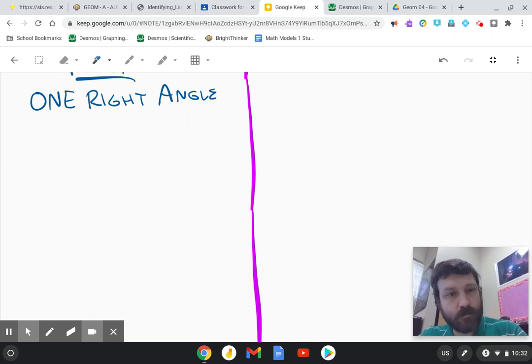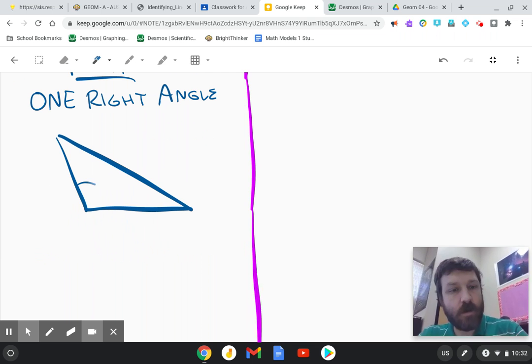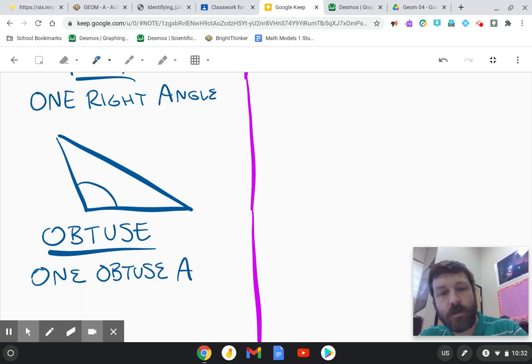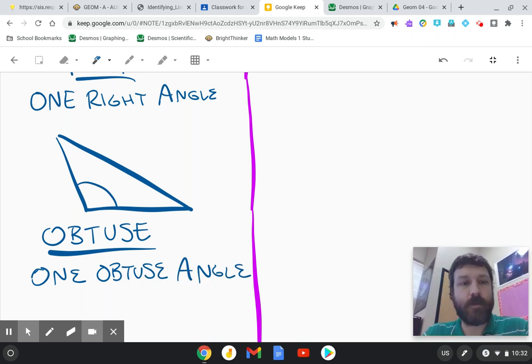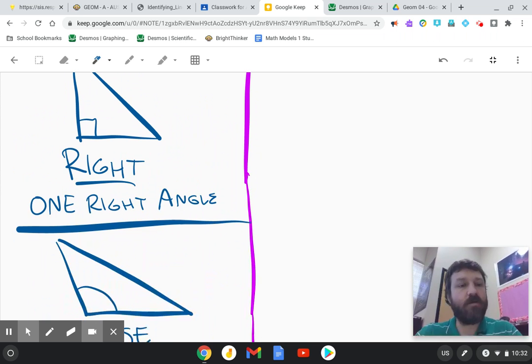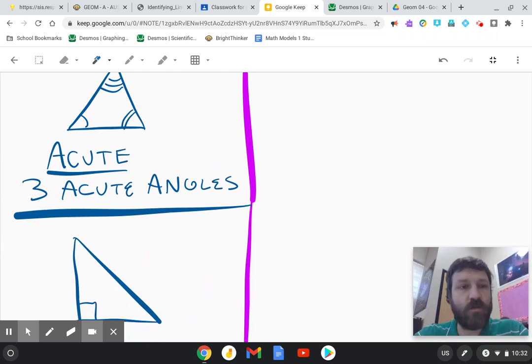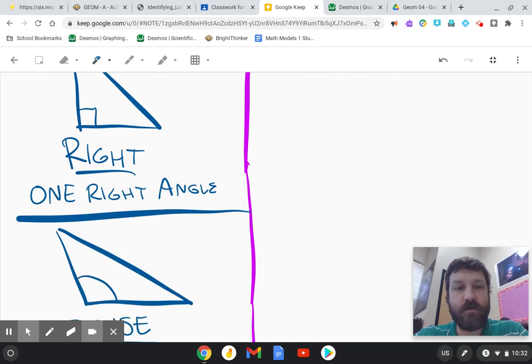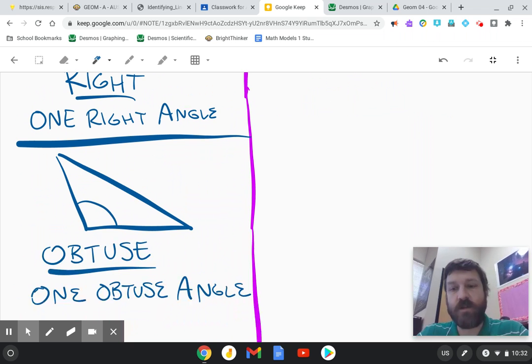All right. Next is obtuse. Again, closely related to obtuse angle. It has one obtuse angle. All right. So those are your three main triangle types dealing with angles. There is one other one, but I'm going to save it for the end and you'll understand why in a minute. So we have acute triangles, which have three acute angles. We have right triangles, which have a right angle, and obtuse triangles, which have an obtuse angle, and just one obtuse angle. They can't have more than one.